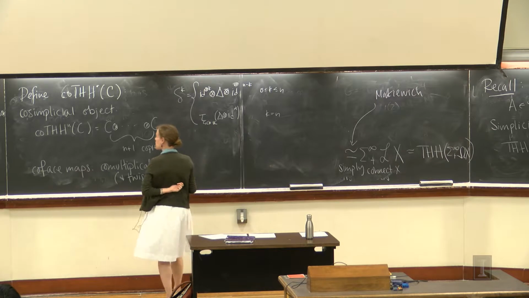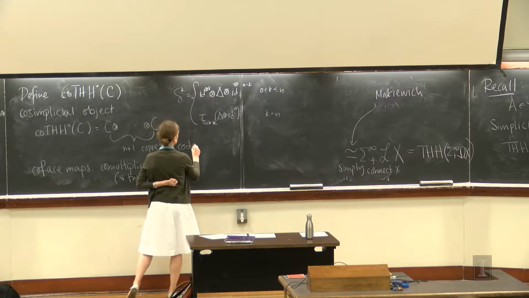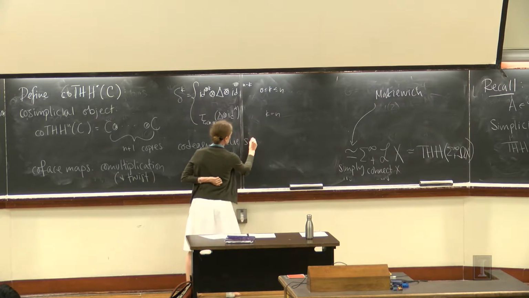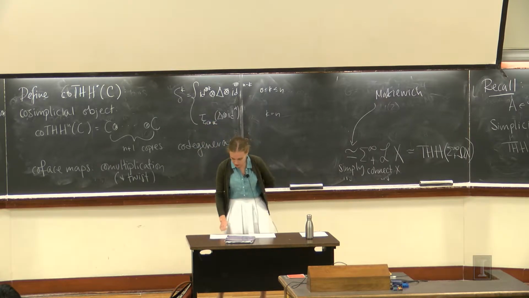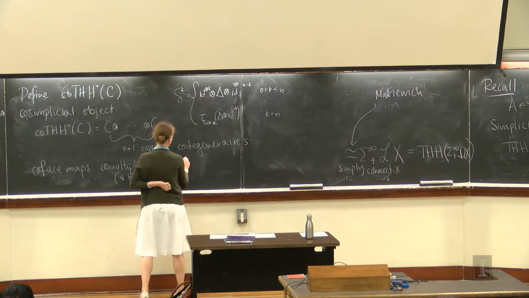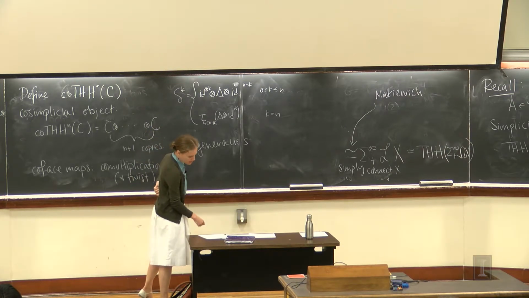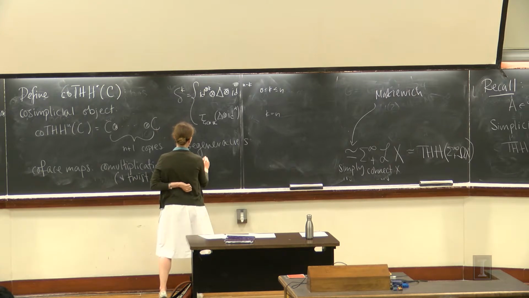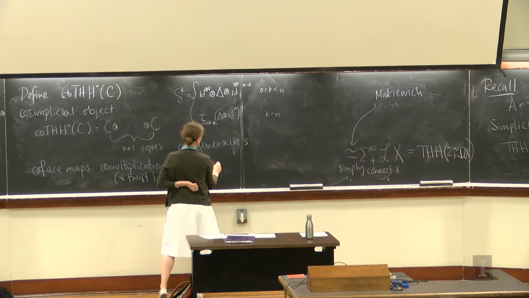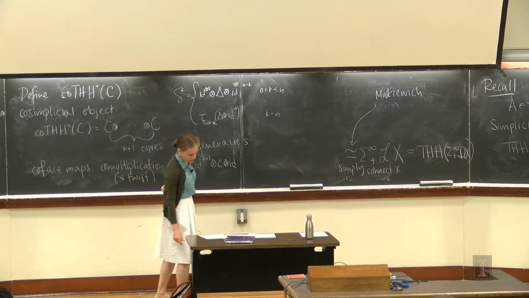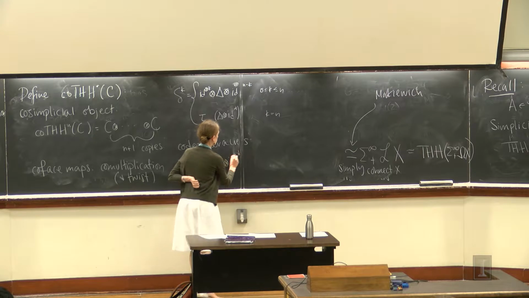And I can get my codegeneracies from the co-unit. How do they work? Well, these ones are much more straightforward because there was no twist. So the kth codegeneracy map is going to be do the identity a whole bunch of times, I guess k plus 1 times, and then do the co-unit, and then do the identity however many times you had left. I guess n minus k. Right?